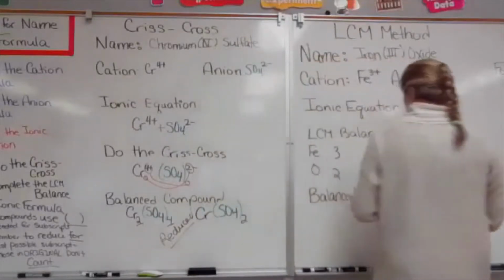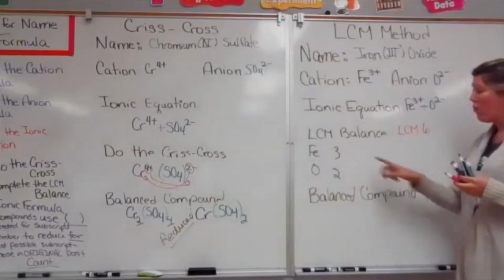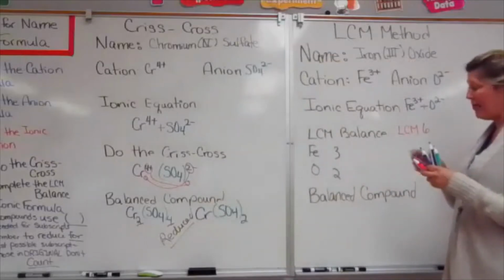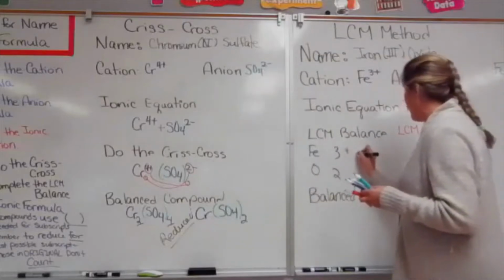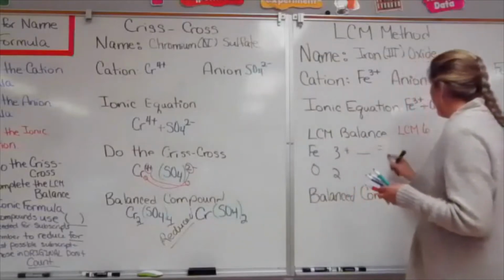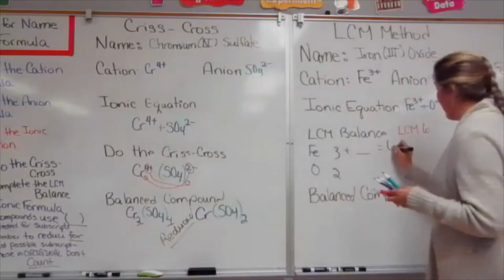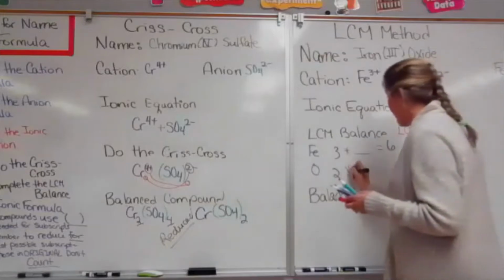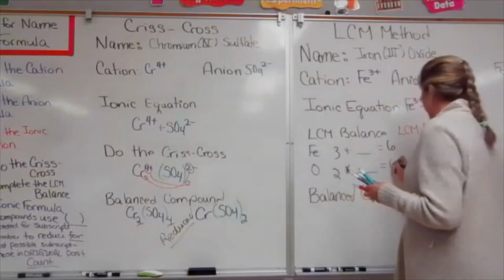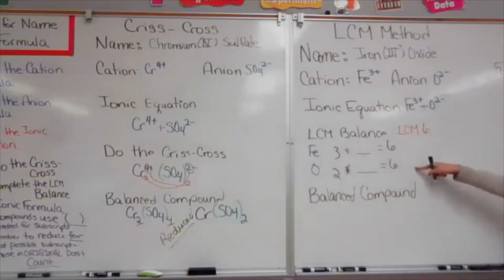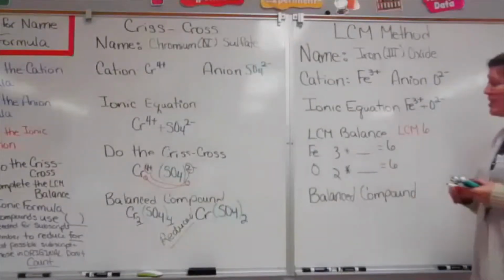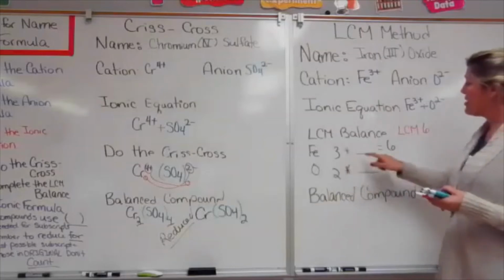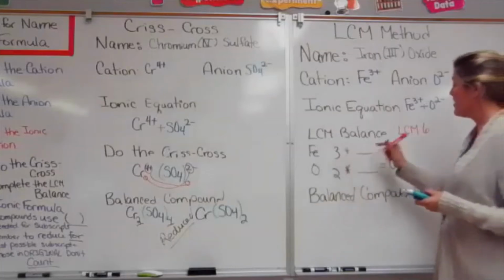Then we can set up our LCM chart. So these are your charges. We know that 3 times something is going to equal your LCM of 6. And we know that 2 times something is going to equal your LCM of 6. You use the same LCM. When you fill out this equation, when you find out those 2 numbers, those are your subscripts. So 6 divided by 3 is 2. So 2 times 3 is 6.